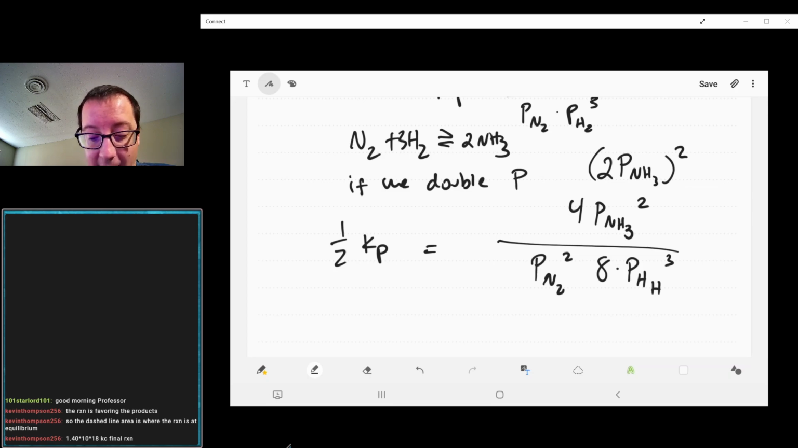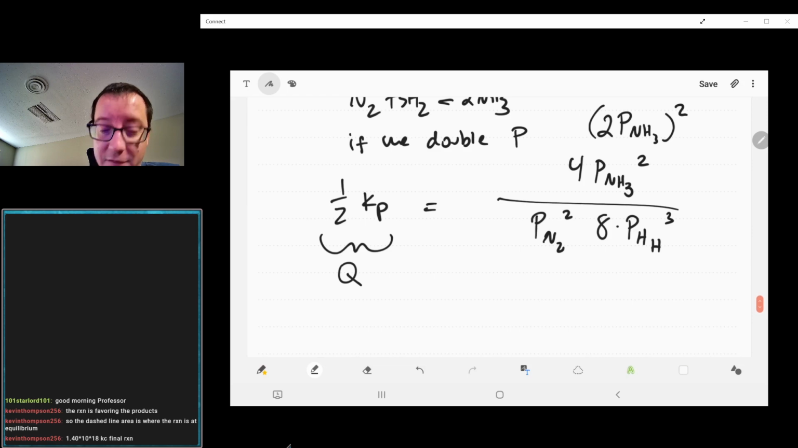So, as a result, this part here is really a Q. If Q is 1/2 Kp, Q is going to be too small, right? And as a result, Q being too small means we have too many of our reactants, and so we're going to go towards the product side. That's a lot of words, but there's an easy way to do this.